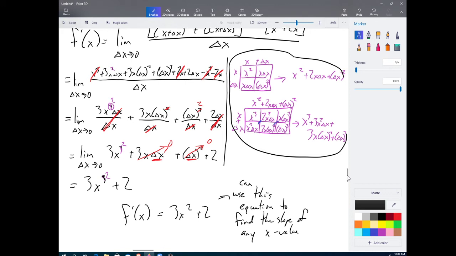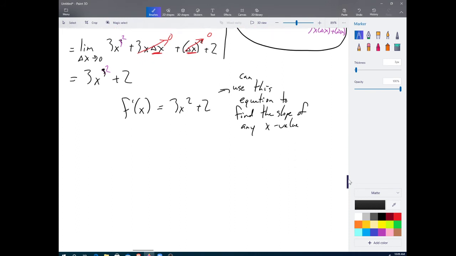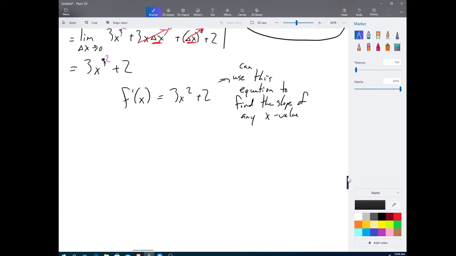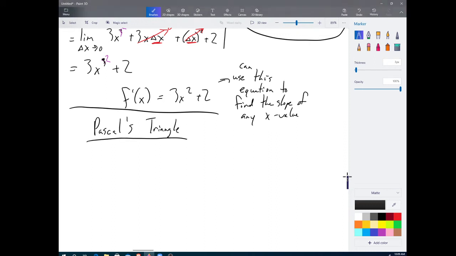I do have 2 more examples that we're going to do together, just to practice different things with algebra. But let me briefly mention Pascal's triangle. And then I'm thinking I will do a video on Pascal's triangle for your homework. It might come in handy.